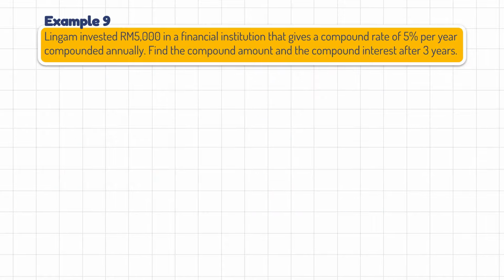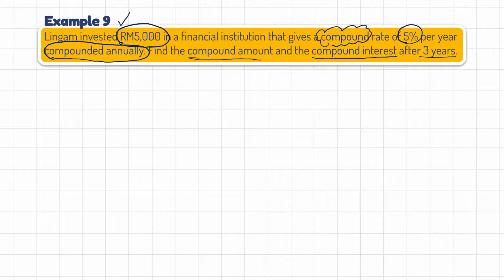We move to example 9. Lingam invested 5,000 ringgit in a financial institution that gives a compound rate of 5% per year, compounded annually. Find the compound amount and the compound interest after 3 years. First of all, here we have the word compound, which means that this is compound interest, and also this is about compound amount.